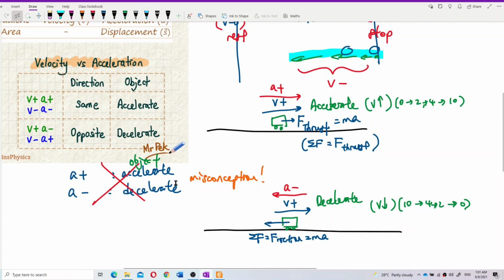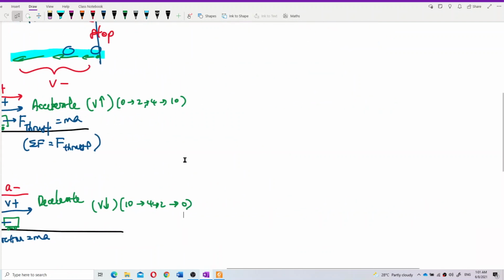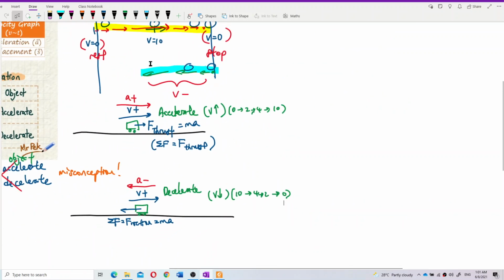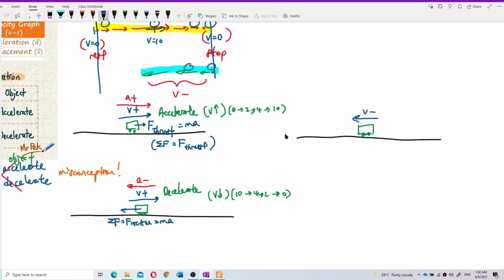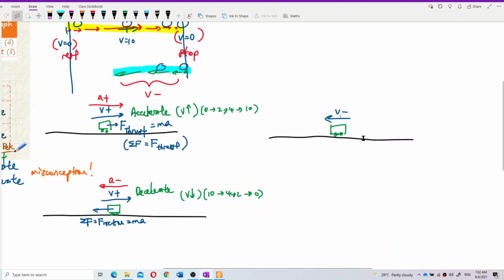Okay, now let me give you another example. Let me challenge you with another example. What if right now the car is moving to the left? Velocity is negative. So now, how to make this car accelerate?